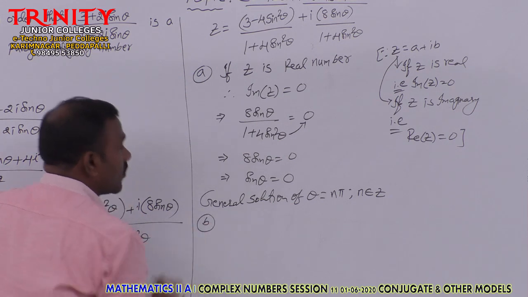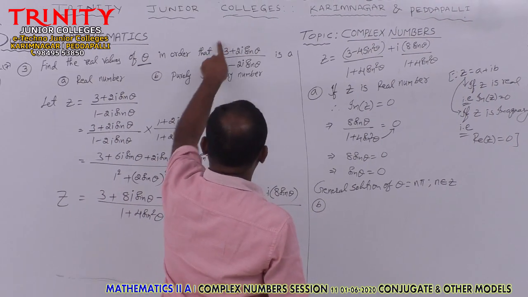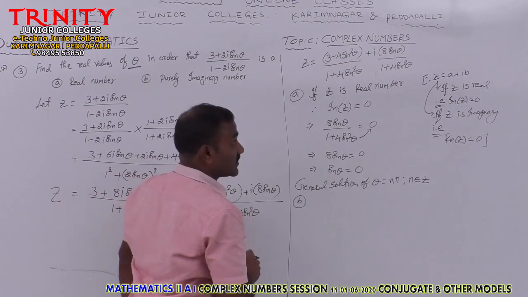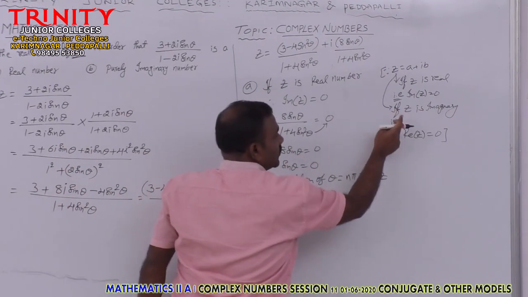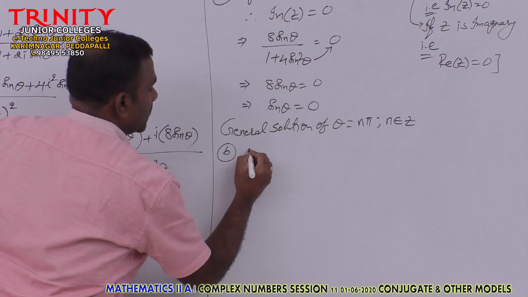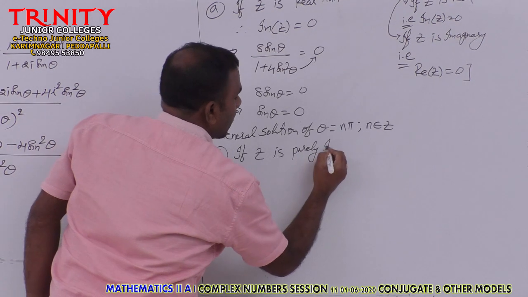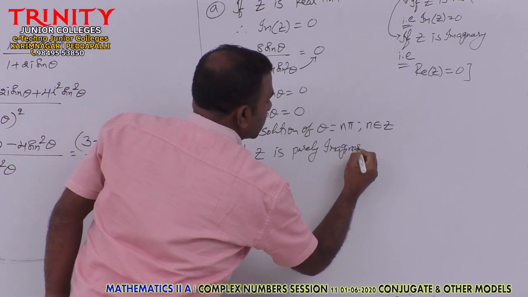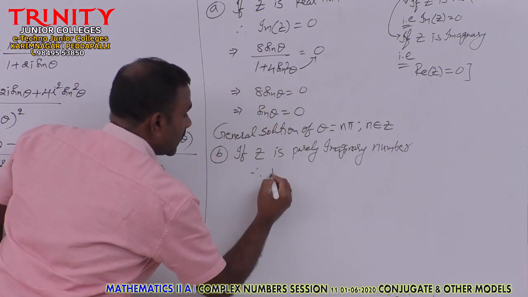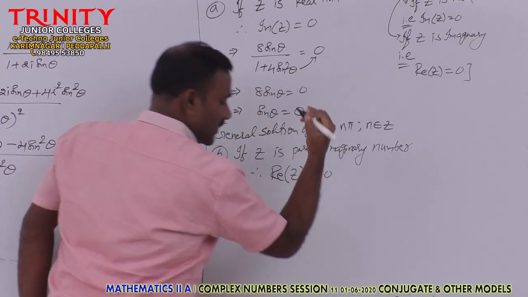Now, the second part is: find the real values of theta if this complex number is purely imaginary. If z is purely imaginary, then real part of z is equal to 0. Therefore, the real part of z should become 0.